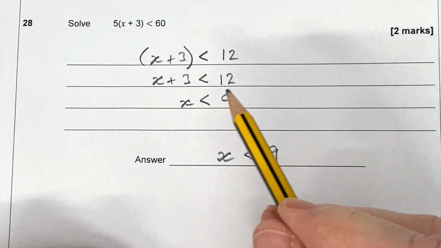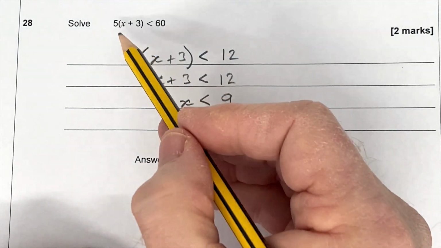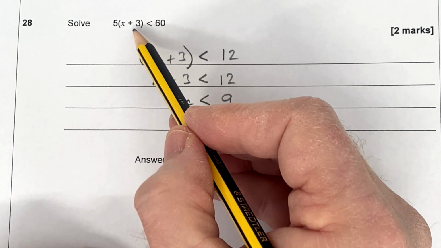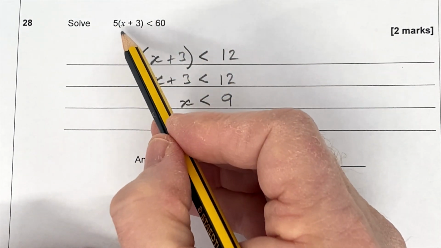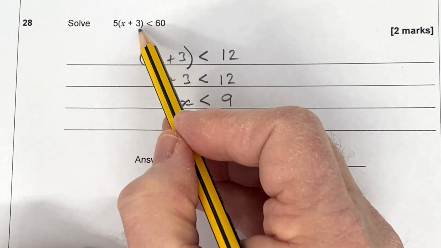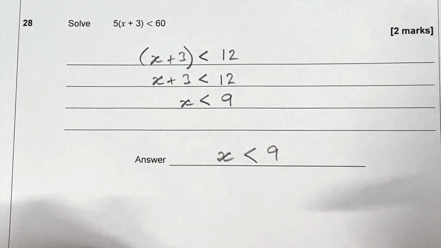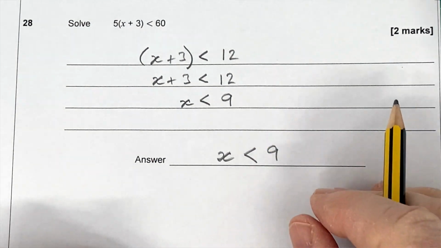And you could check it to see, is that going to work? What if we said x was 10? 5 times 10 plus 3, that's 5 times 13, which is 65, which is bigger, so that doesn't work. Let's say x is 8. 8 plus 3 is 11. 5 elevens are 55, which is less than 60, so it does work. So that's a way of checking that you've got the right answer.